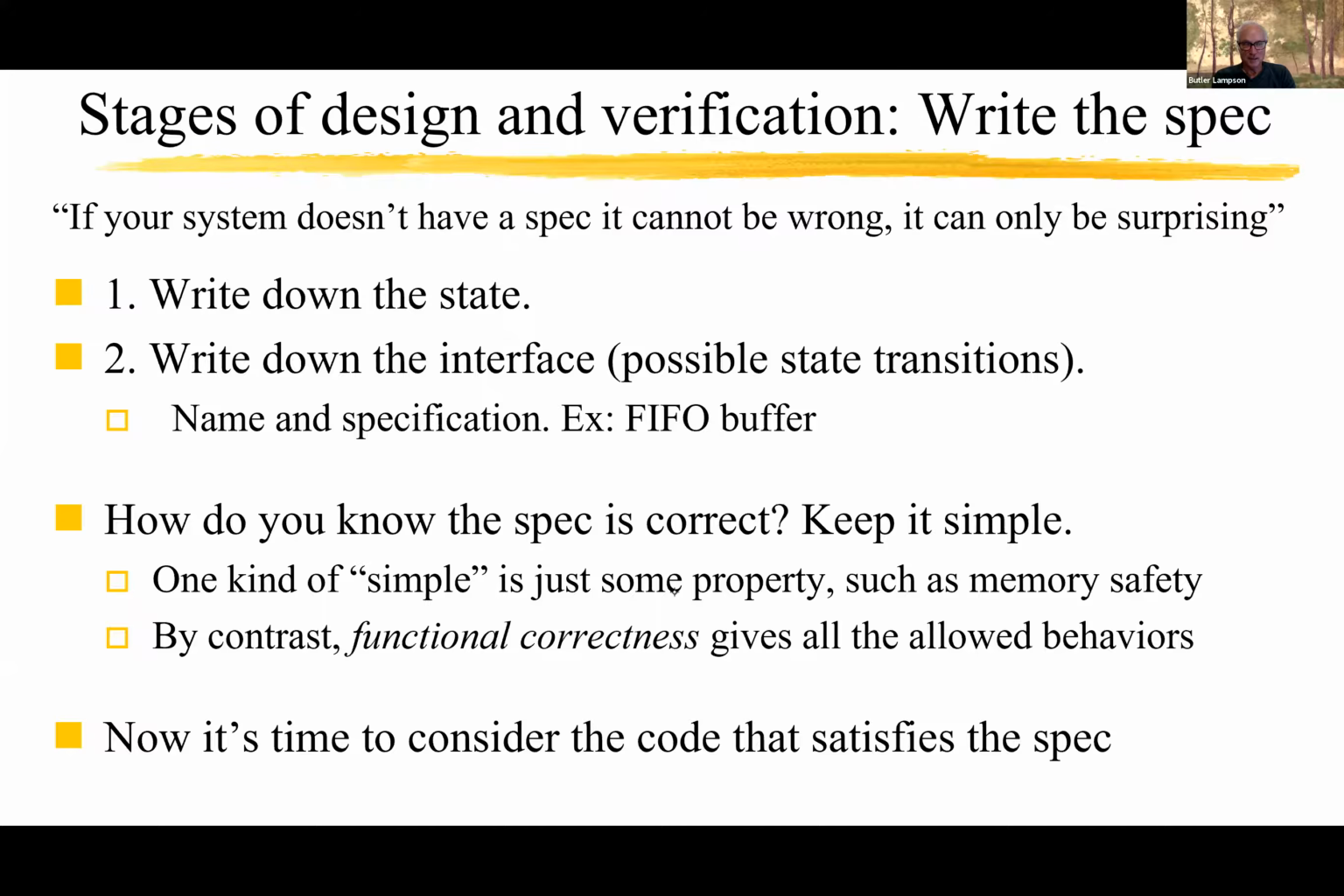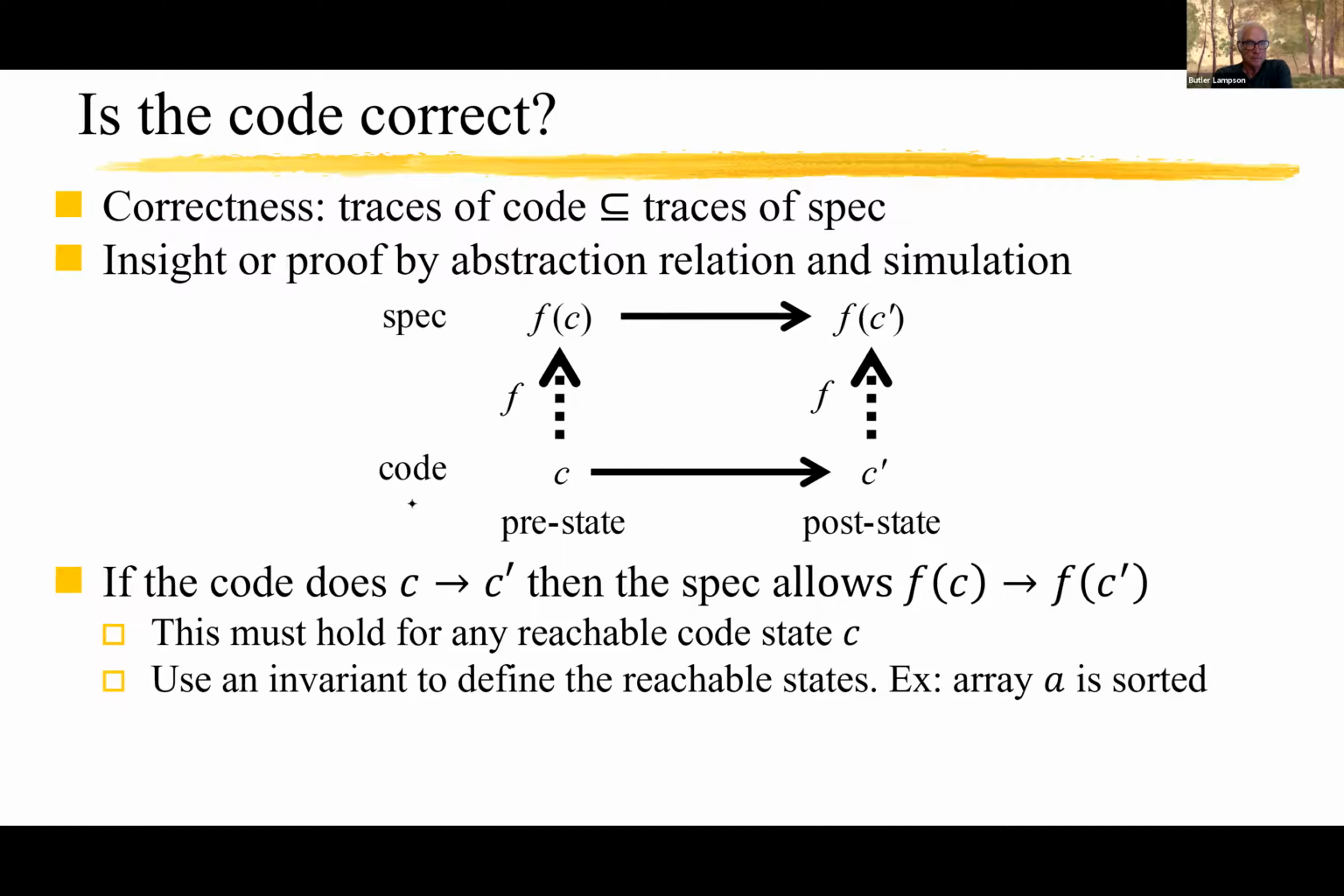First, you write down the state, then you write down the interface. Now, what about the code? What you'd like to know about the code, of course, is: is it correct? What does it mean for the code to be correct? Well, I think I mentioned this before, but now we're going to focus on it. Correctness of the code means that the traces of the code are a subset of the traces of the spec.